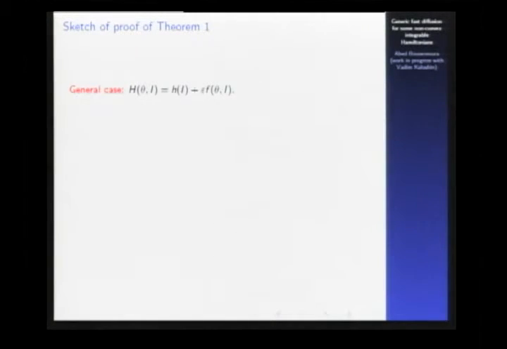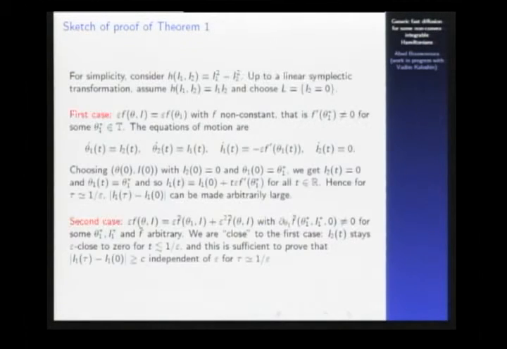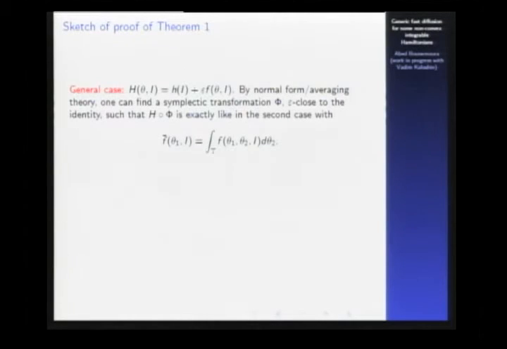Now you come to the general case. By normal form and averaging theory, you can find a symplectic transformation, epsilon close to the identity, such that if you change variable, you are exactly like in the second case. And this is the f bar of the second case. I don't write what the f tilde is. So you reduce your perturbation to this, and f bar is this.